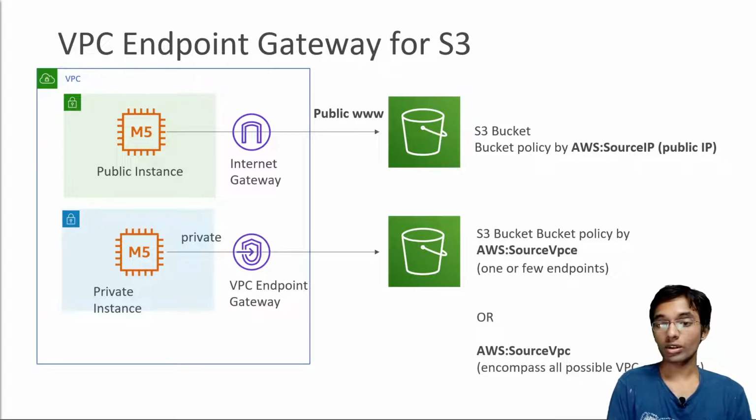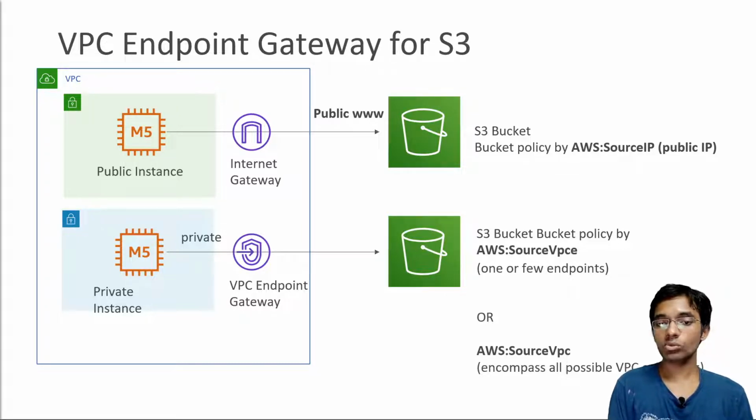So another way to do it is to use a VPC Endpoint Gateway. As shown in the slide, you define this VPC Endpoint Gateway, and then all the traffic remains on the AWS network. It stays private, and now you can access your S3 buckets directly through this VPC Endpoint Gateway. And if you wanted to use an S3 bucket policy, you could have two conditions.